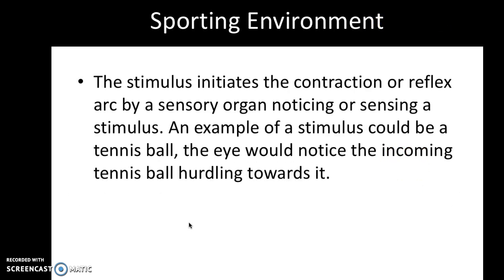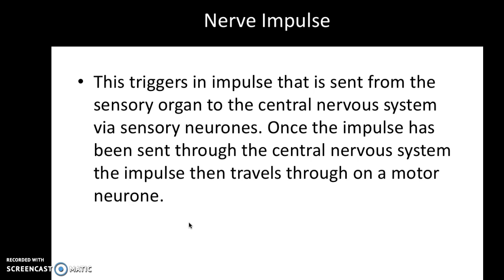The stimulus initiates a contraction or reflex arc by a sensory organ noticing or sensing a stimulus. An example of a stimulus could be a tennis ball. The eye would notice the incoming tennis ball hurtling towards it. This triggers a nerve impulse. It's sent from the sensory organ to the central nervous system via sensory neurons.